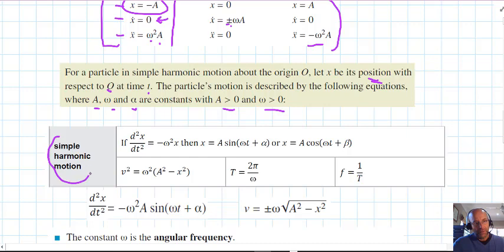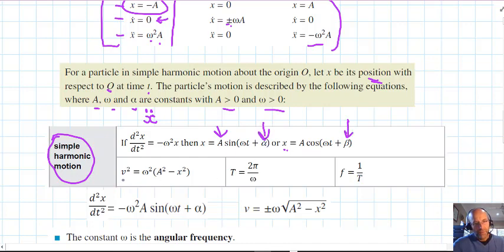Okay, so you might see these on a formula sheet that you use, and we've got the acceleration. Now the acceleration sometimes is written as d squared x dt squared for obvious reasons, and sometimes it's x double dot, the second derivative. But you don't often get A because there's another A here, amplitude. So to avoid confusion, we tend to use x double dot or the second derivative. Okay, so use those. And so the acceleration is negative omega squared x, X is A sine omega t plus alpha, or sometimes A cos omega t plus beta. Okay, and you can see it's just a matter of a phase shift there between the two of them.